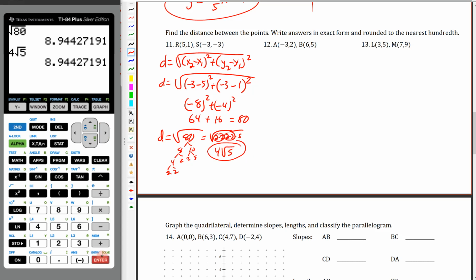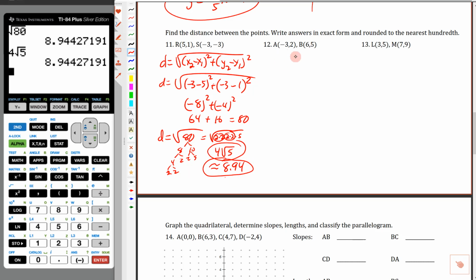So we get 8.94. Now, we want to say this is approximately equal to, so let's see. If we're going to go to the nearest hundredths place, so that's 2 decimal places, this is either going to be 94 or 95, and that 4 right here is not enough to bump that up. So this is going to be 8.94. So there are our 2 answers. There's our exact answer with the radical, and then there's our approximate answer right here.